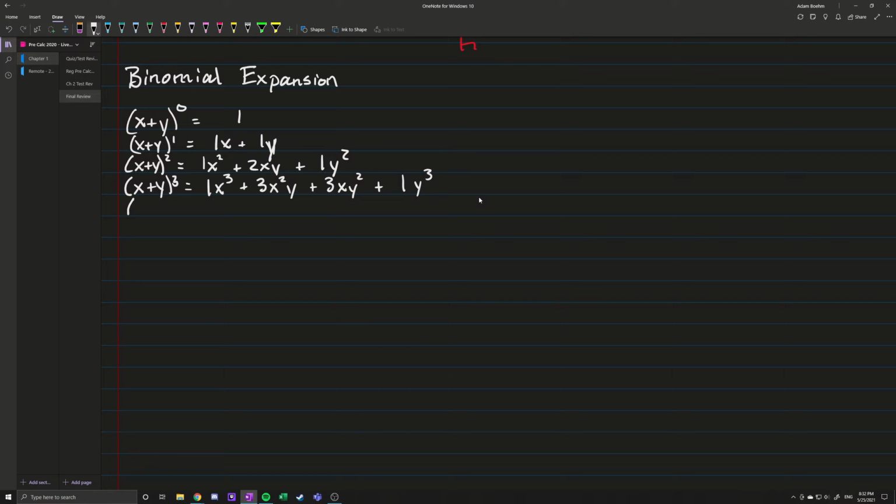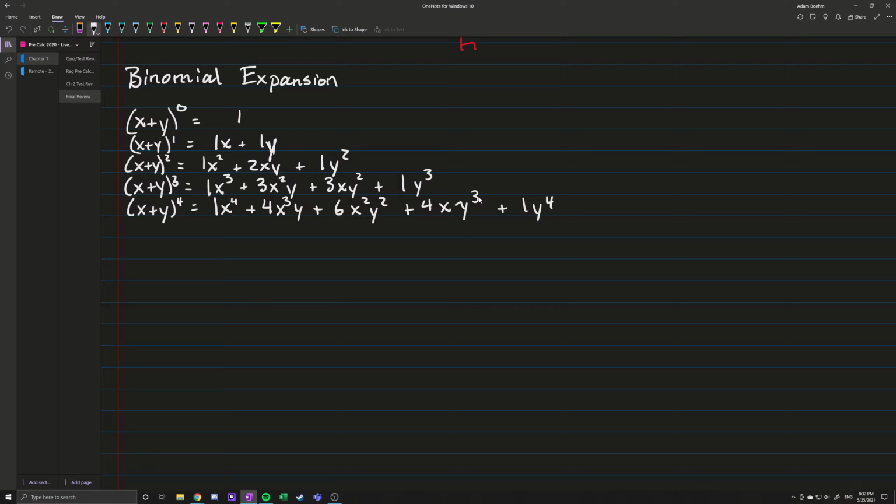Okay, and we could do this again. We can multiply by another x plus y to get x plus y to the 4th. We would get 1x to the 4th plus 4x cubed y plus 6x squared y squared plus 4xy cubed, and then plus 1y to the 4th. And we could keep going in this pattern.